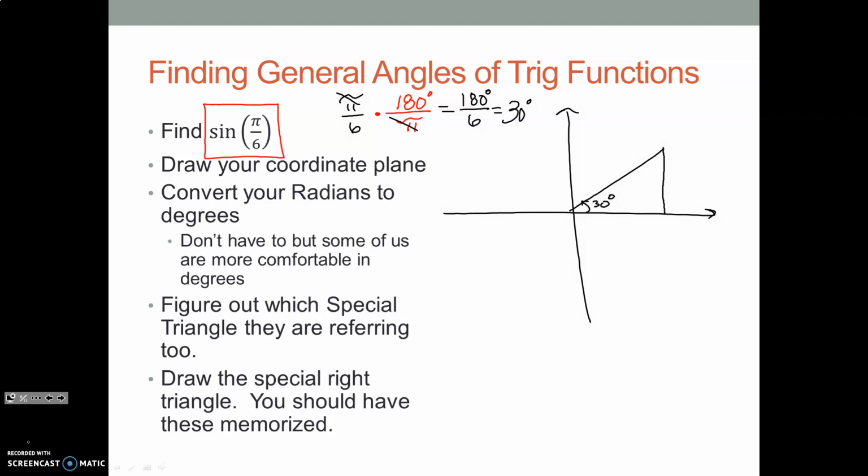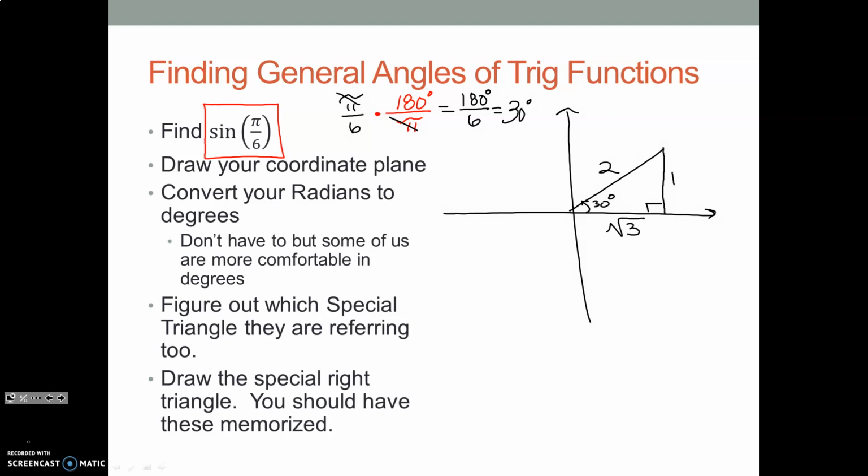Now, we can fill in. What goes across from the 30 degrees? Well, that's the smallest angle, so my smallest length. That will be a 1. Here we have drawn it to make a 90-degree angle, so my largest side, my hypotenuse, will be there. And then the last one I have is my square root of 3.